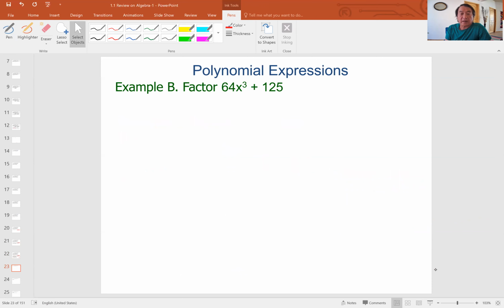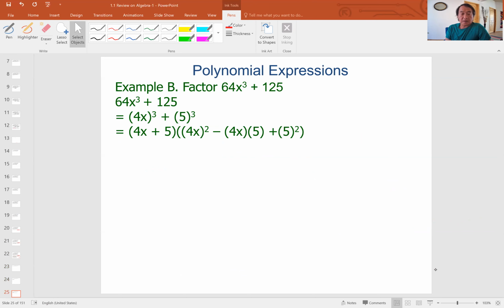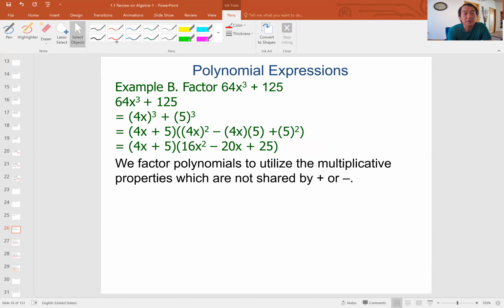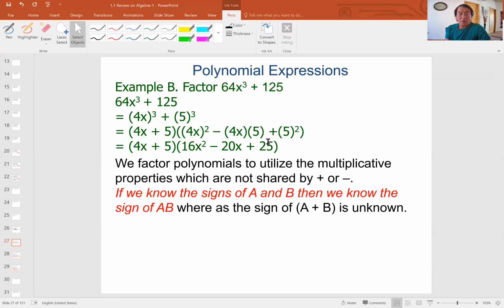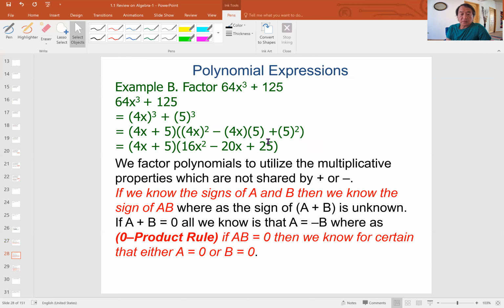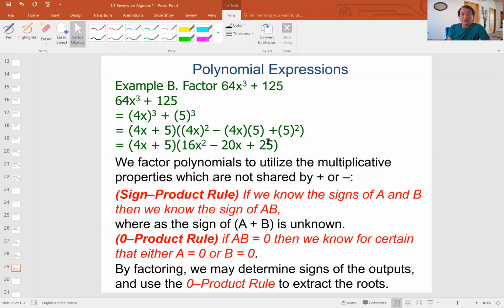Here's an example of how to factor the third degree using the formula. You can see how it turns out. Usually if this part cannot be factored any further, it is left as is. And a couple of very important rules: what we call the sign product rule and the zero product rule.